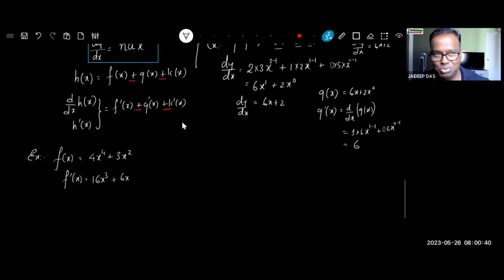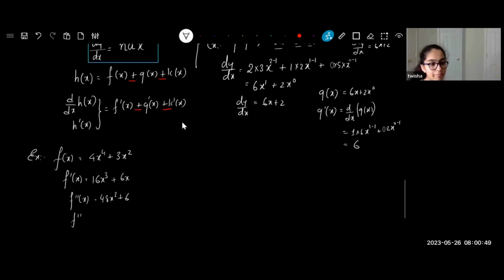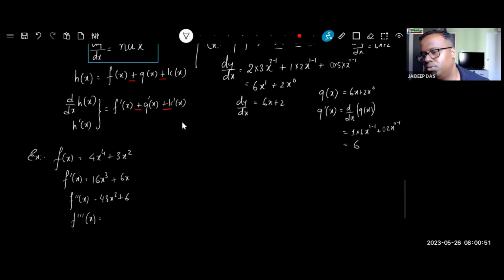Mixie, then super mixer grinder. Now, if you want to find out f double dash x, this would be equal to 3 into 16, which is 48x squared plus 6. If you want to find the third derivative of x, that would be equal to 48 into 2, which is around 96x plus 0. And if I want to find the fourth derivative of x, that would be the constant 96 only.